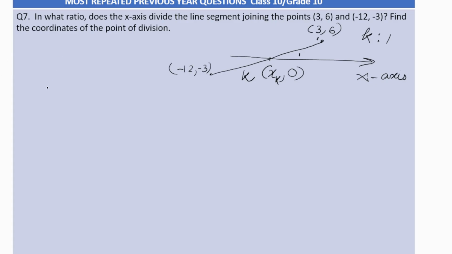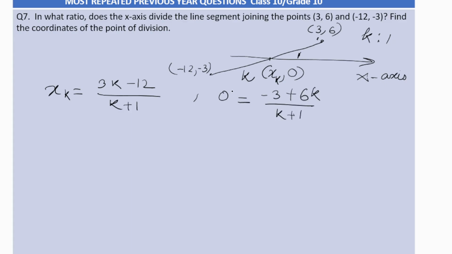So, what will be the value of xk? Xk will be equal to 3 into k, that is 3k, minus 12 into 1, right? This side is 1. So, minus 12 into 1, divided by k plus 1. Similarly, y coordinate, not y-axis but y coordinate, is 0. So, 0 will be equal to minus 3 into 1, which is minus 3, plus 6 into k, that is 6k, divided by k plus 1 again.